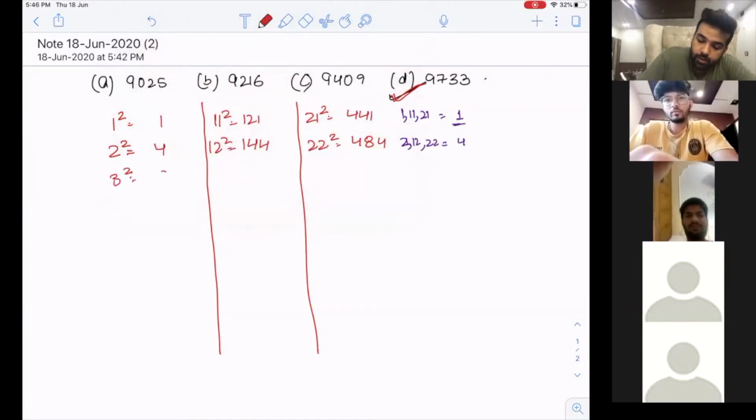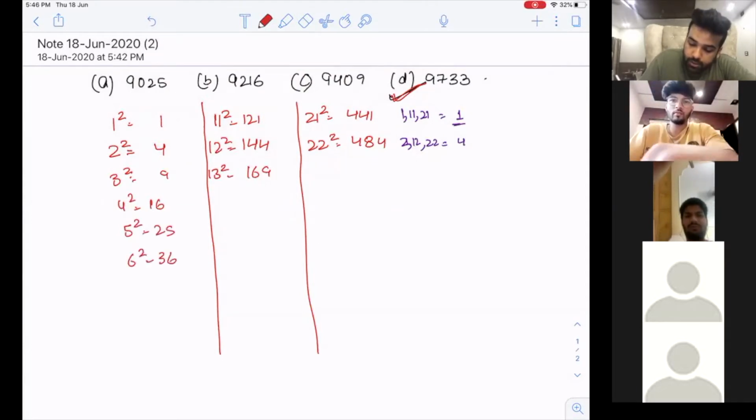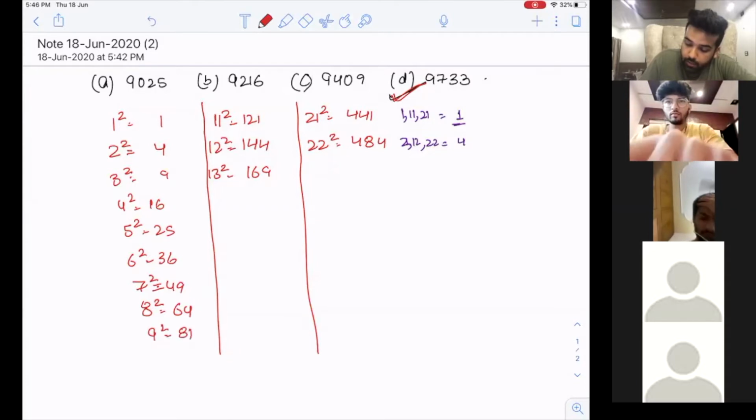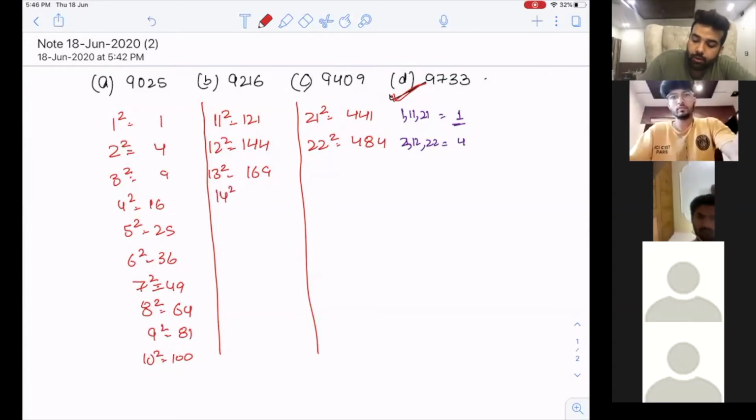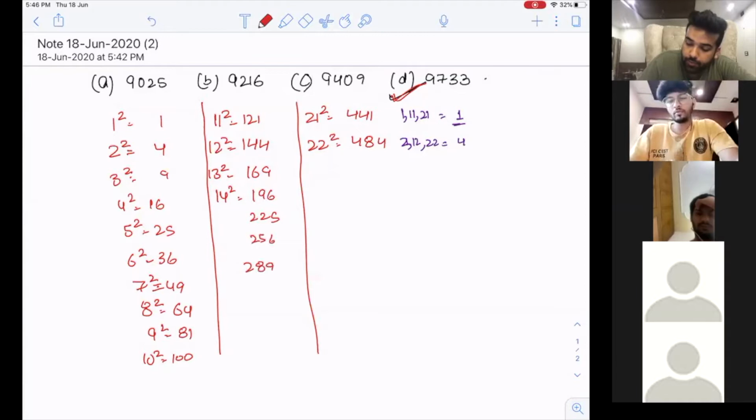3 square, 9. 13 square, 169. 4 square, 16. 5 square, 25. 6 square, 36. 7 square, 49. 8 square, 64. 9 square, 81. 10 square, 100. Any doubts with this? No, sir. 14 square, quickly. I will not be writing now. 14 square, 196. 25 square, 625. 16 square, 256, 17 square, 289, 18 square, 324, 19 square, 361, 20 square, 400.